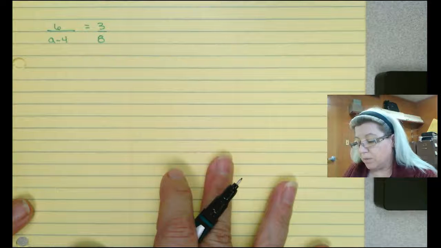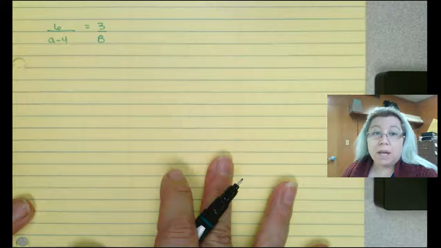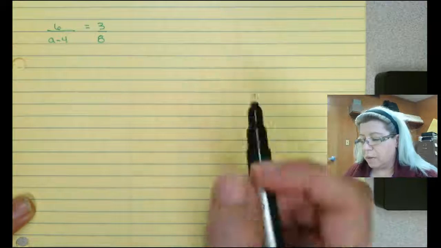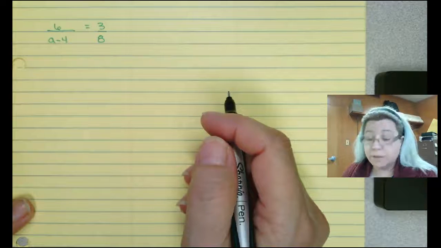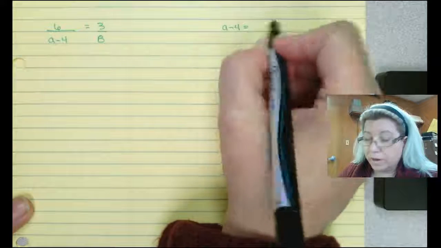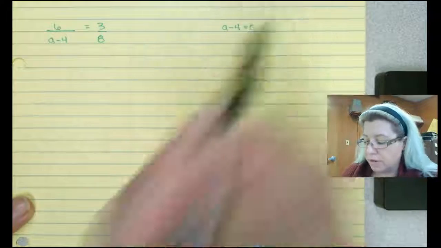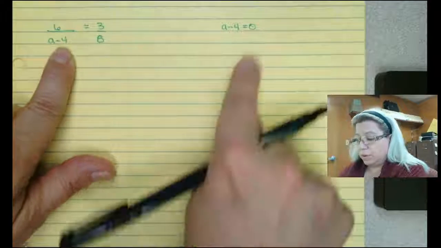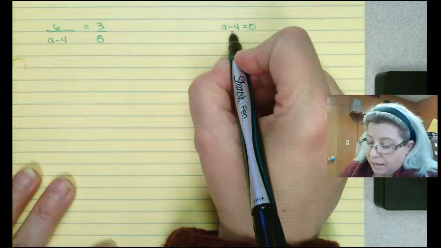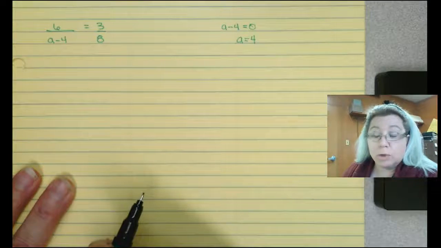6 over a minus 4 equals 3 over 8. Now here's what I mean by limitations on our variable, also known as restrictions on our variable. We do not want denominators to be 0, so we need to find the restriction on our variable where that happens. What value of our variable makes the denominator 0? So a minus 4, if we set it to 0, we will find what our restriction is. Add 4 to both sides. When a is 4, our denominator will be 0.